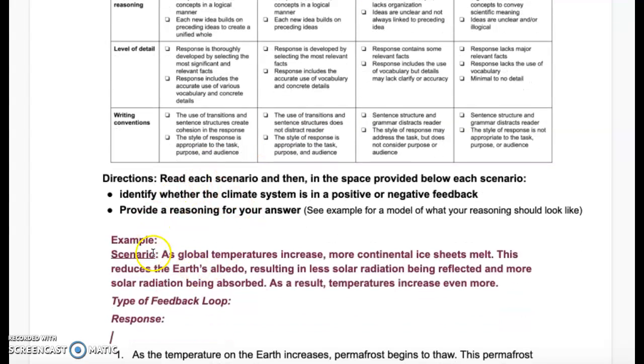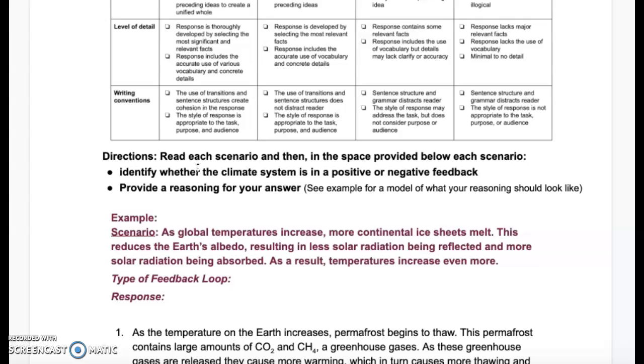And especially in this response, since we're going to be talking about reasoning and about different systems and loops, we really want to make sure that these cause-effect relationships are clear. So that's going to require us to use transition words, leads to, caused by, as a result of, in our response. All right, so let's look at the directions.